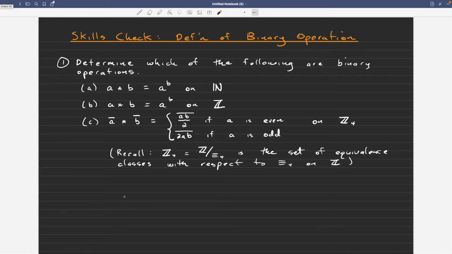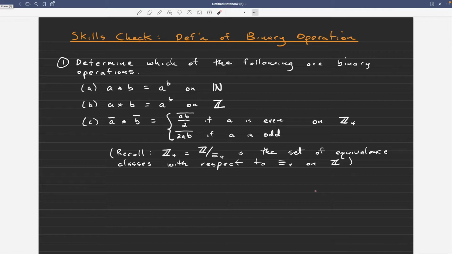So for example, if I did 2 bar star 3 bar, that would be 2 times 3 divided by 2 bar. Or in other words, that'd be 3 bar. But on the other hand, if the first term is odd, let's say if I did 1 bar star 3 bar, since that first thing is odd, I use the second formula up here. And so I would get 2 times 1 times 3 bar. So that's 6 bar. But then I would reduce that down to 2 bar because 6 bar is equal to 2 bar in Z mod 4. So that's how that function works.